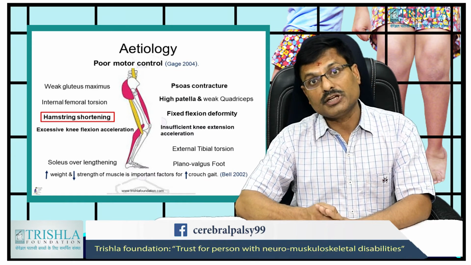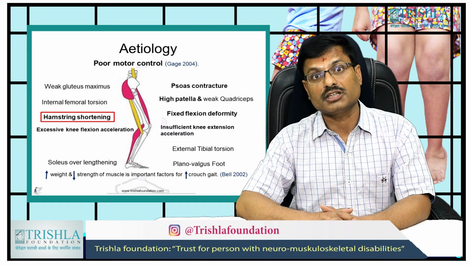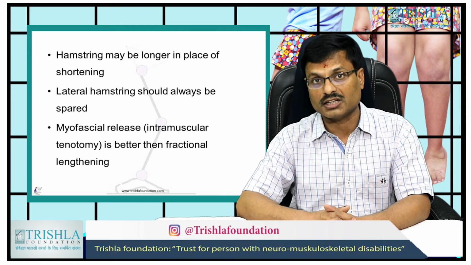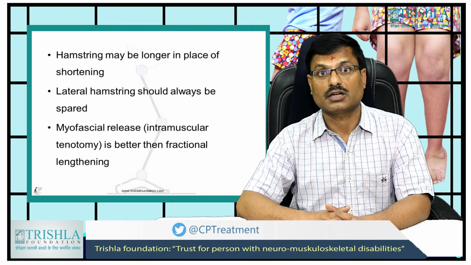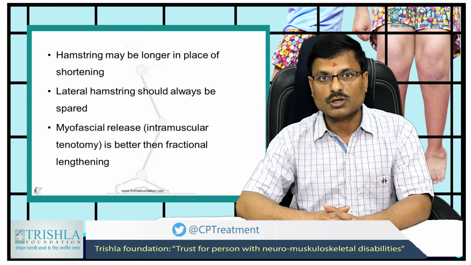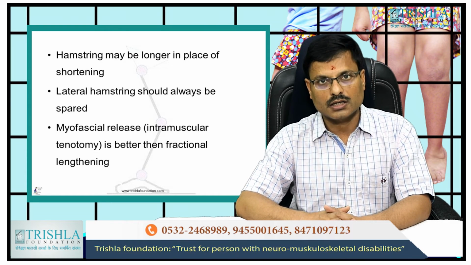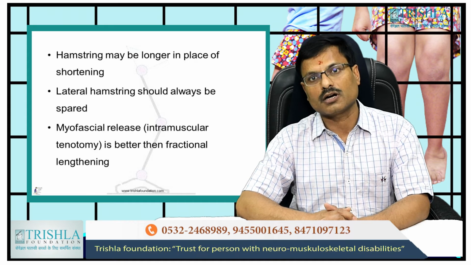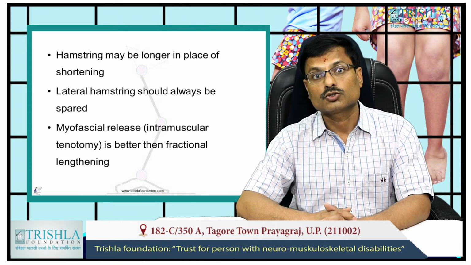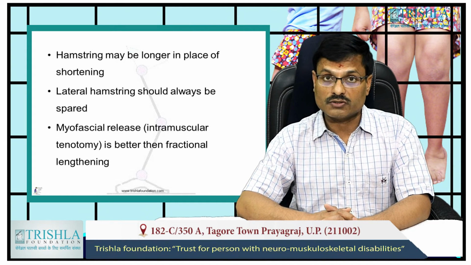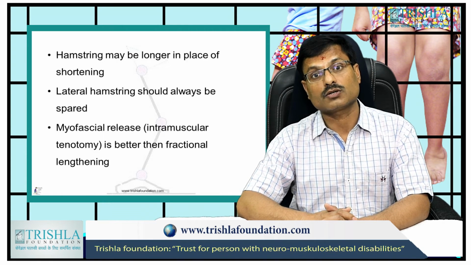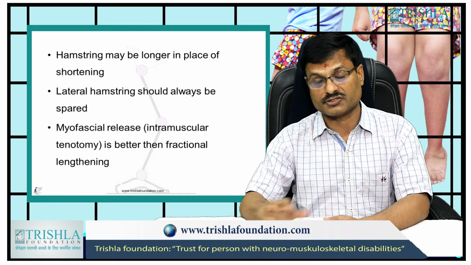Now after this, a very important part of the crouch gait is the hamstring. As we know from the literature, the hamstring is not always shortened. Two decades ago, whenever we saw a child in crouch gait, we always thought the hamstring would be shortened. But now after gait analysis and gait lab reports, we have seen that the hamstring may be longer instead of shortened. The lateral hamstring muscle, that is the biceps femoris, should always be spared during surgeries. And whenever we require hamstring lengthening, after checking the bilateral popliteal angle, we should release only by myofascial release. It is better than functional lengthening.